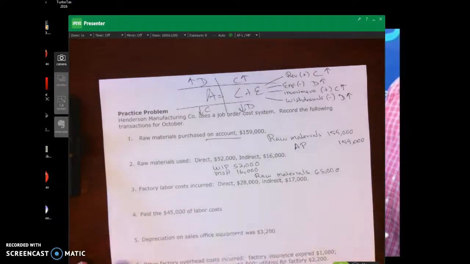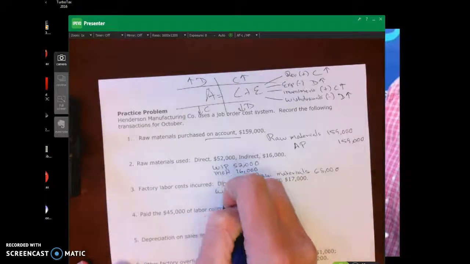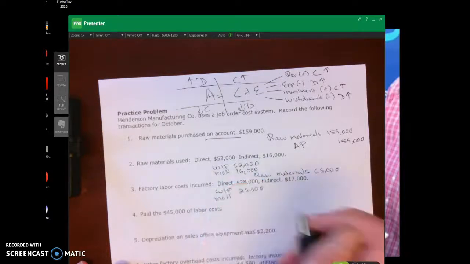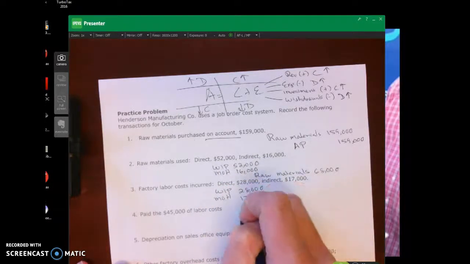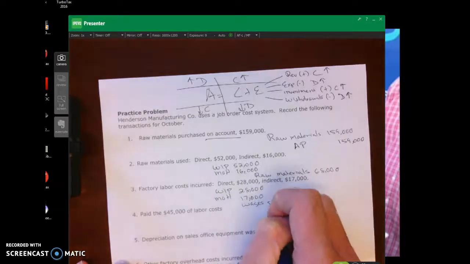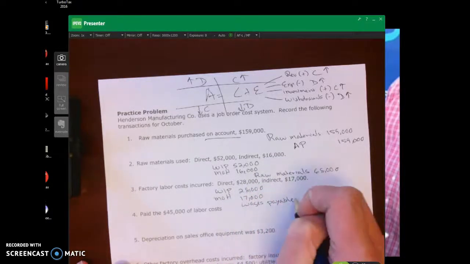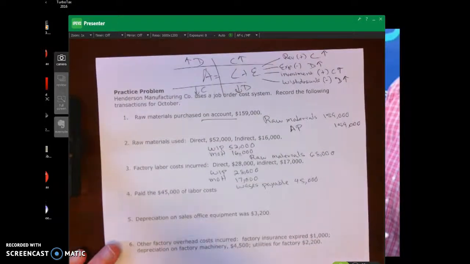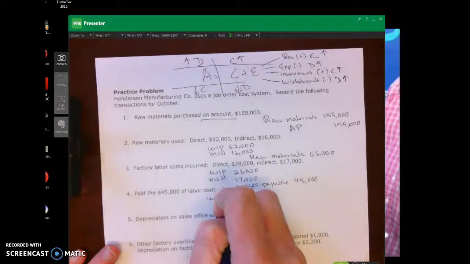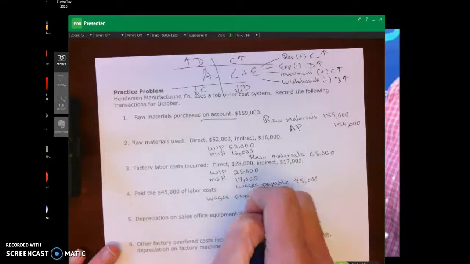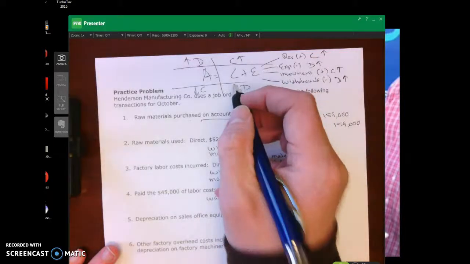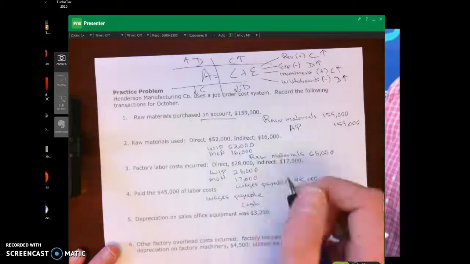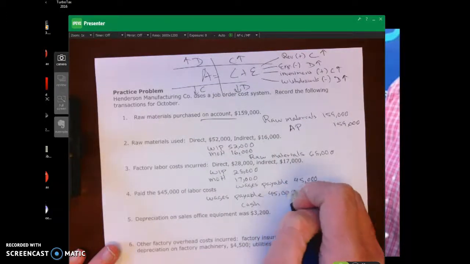The same idea applies for our labor costs. We debit WIP for the direct labor. We debit manufacturing overhead for the indirect labor of $17,000, and then we credit wages payable for the summation of our $45,000 right there. Paid the $45,000 labor cost, so it's a debit to wages payable, because wages payable is a liability, and the way I decrease a liability is with a debit. And what do I pay that with? Cash. Cash is an asset. Cash is going down, $45,000. Right?